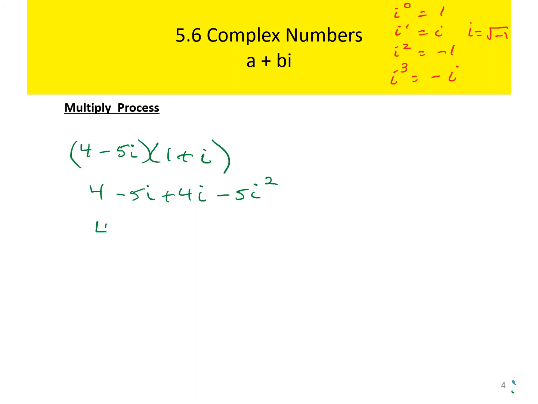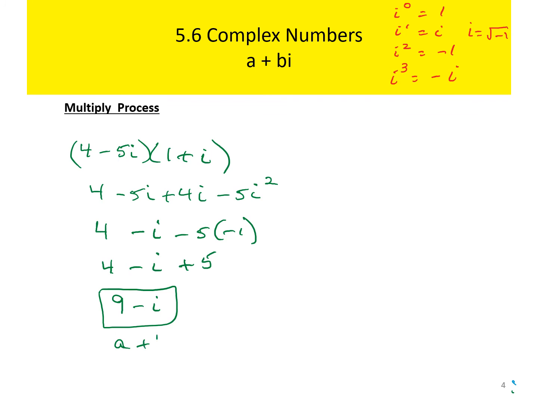We go ahead and we have 4, and we have the -5i plus 4i is a -1i. And then we have here the -5, and i squared is a -1. Don't forget the i squared. So now we have 4 minus the i, and we have plus 5. So we have a 4 and a 5, which is 9. 9 minus i. Is that in the right order, a plus bi? It certainly is, and that's your answer.